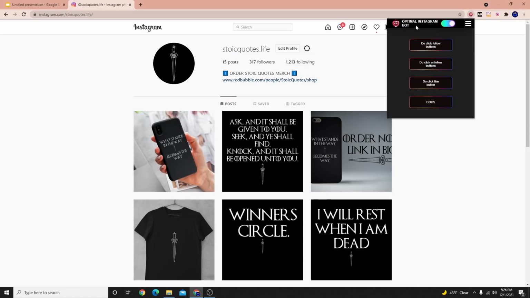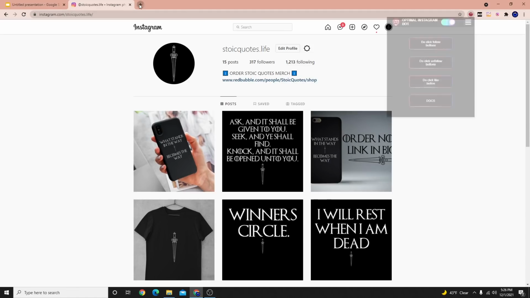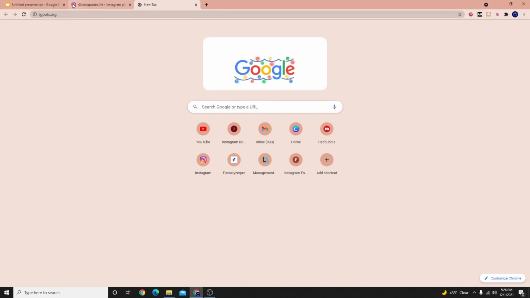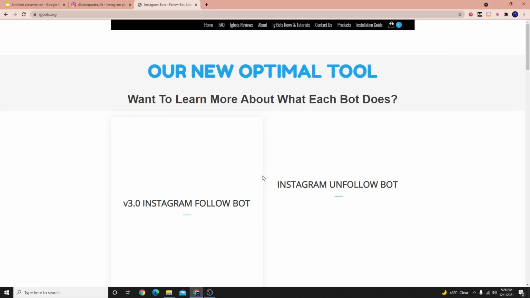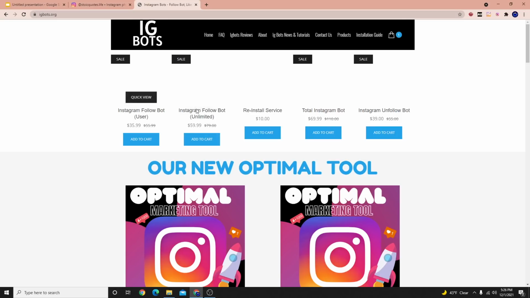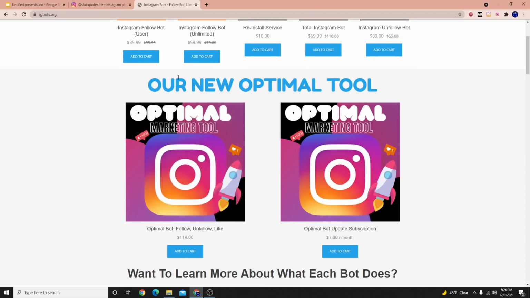And the bot that I've been using recently is the Optimal bot, and it's relatively young in age. The Optimal bot, guys, you can go to igbots.org to check it out. And honestly, guys, if you have no idea what I'm talking about when I talk about Instagram bots, you should check out the recent videos that I've been posting about Instagram bots.